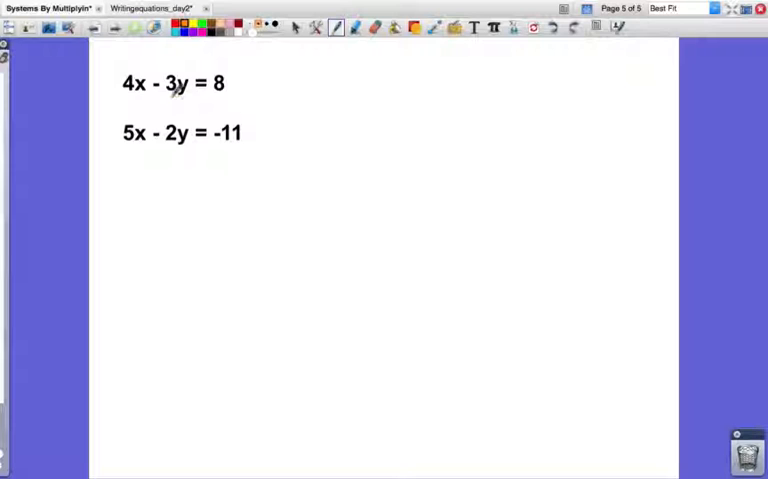My goal is to maybe get this negative 3y to 6 by multiplying by 2. That's going to give me 8x minus 6y equals 16. So now right away I have negative 6y. Now I can multiply negative 2y by something to get a positive 6y. So I'm going to multiply it by negative 3.